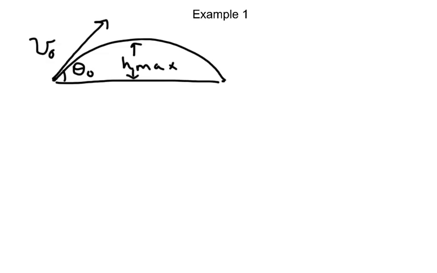All right, let's do an example. So we have some object, perhaps a football that is kicked. It has an initial velocity. It's kicked at some angle above the ground or above the horizontal. And the question is, what is the range of this ball and what is the maximum height the ball reaches in its trajectory?